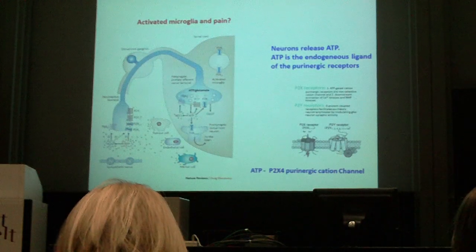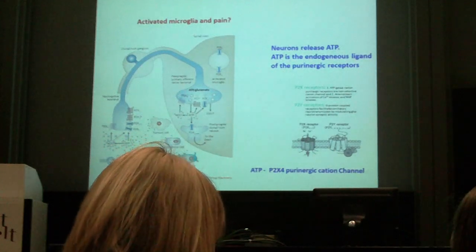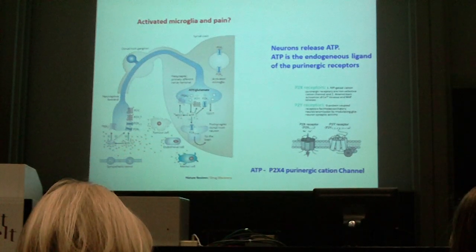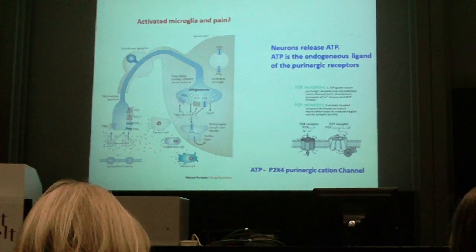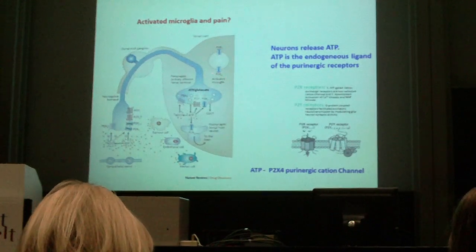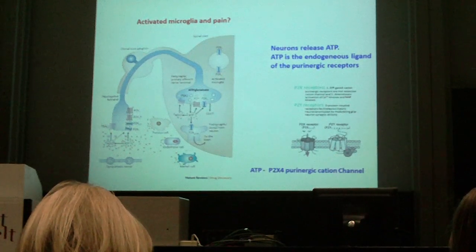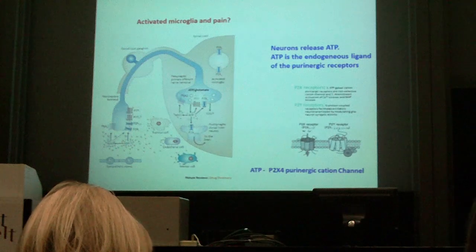And this is rather complicated, but it's in fact the state of the art at the moment. If you look at the microglial cell, they are depicted here. They present these purinergic receptors, P2X7, P2X4. You have two groups of purinergic receptors, the P2X and the P2Y. These are ion channels, these are G proteins.